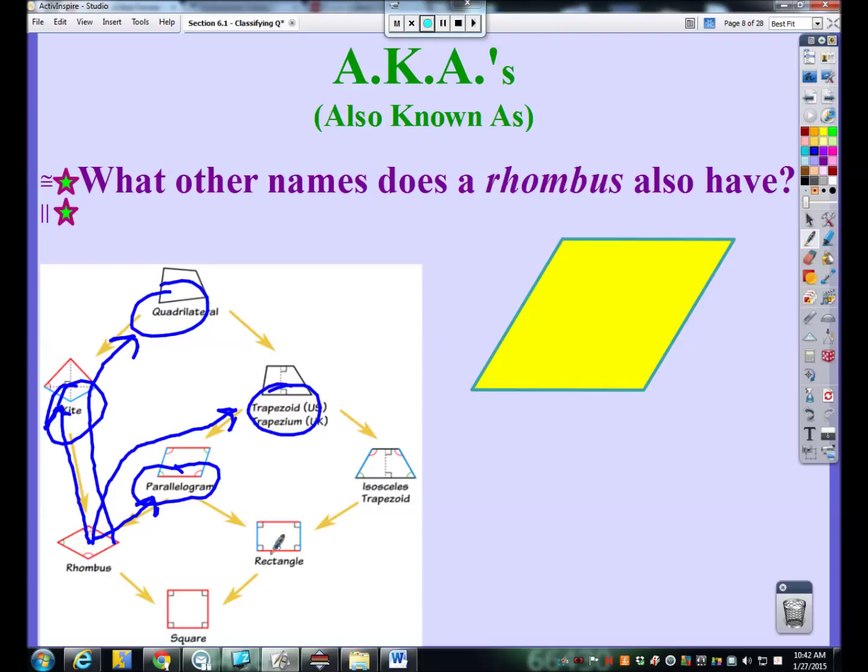A rhombus is sometimes a rectangle when they're both squares. And a rhombus could be an isosceles trapezoid if it's a square again. But we're looking for always. What could you always call a rhombus? We could always call a rhombus technically a kite, a quadrilateral, a parallelogram, and a trapezoid.